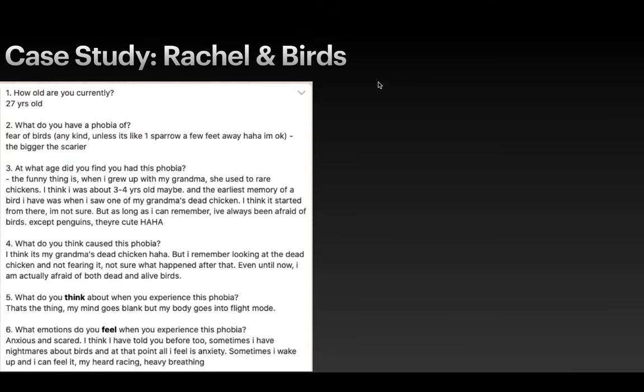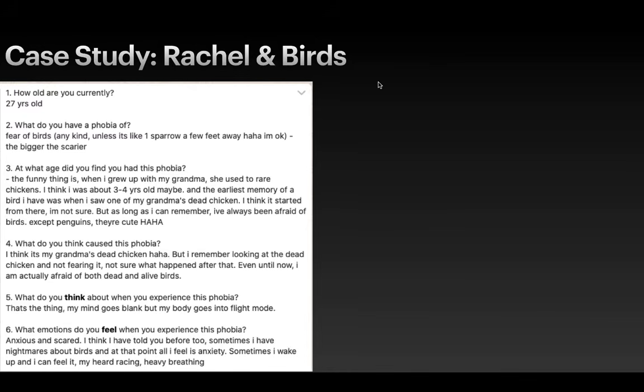So the first question I asked, how old are you currently? She said she was 27 years old at the time. What do you have a phobia of? She said fear of birds, any kind. Unless it's like one sparrow a few feet away, haha, I'm okay. The bigger, the scarier, right? So there's a slight difference here. Depends, if it's just one little bird, she's okay.